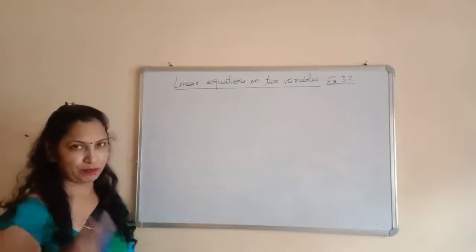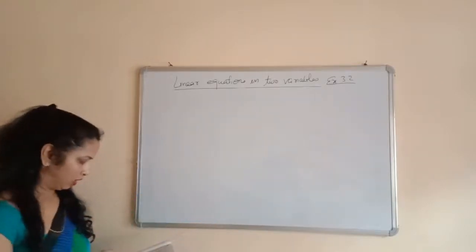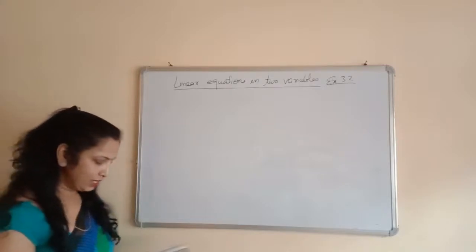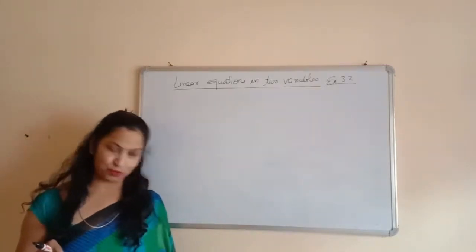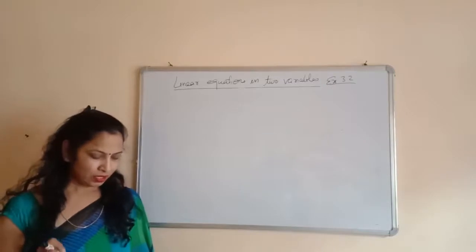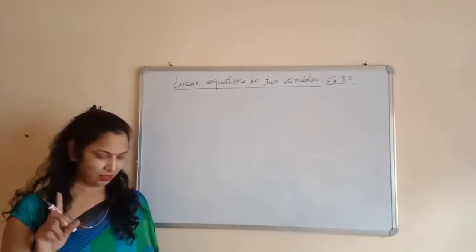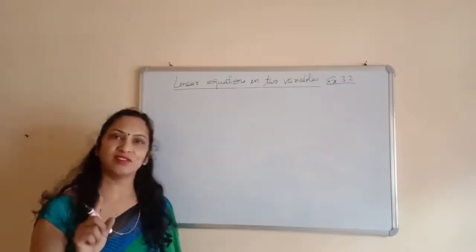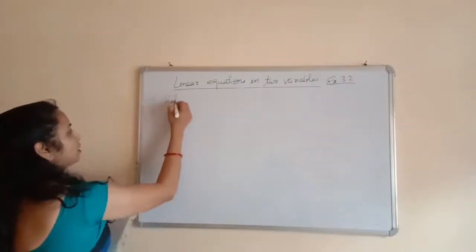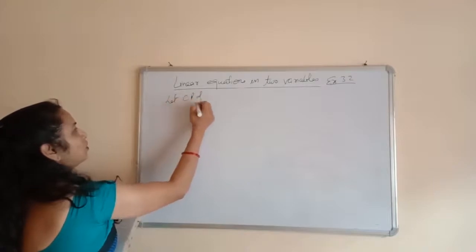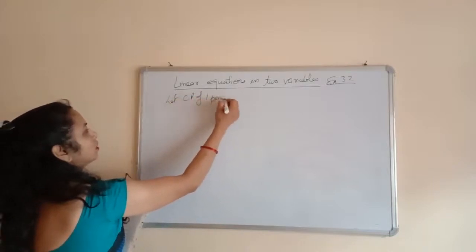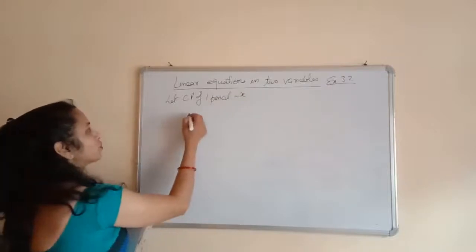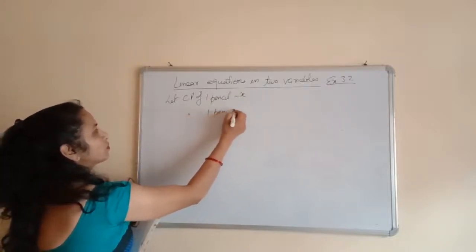Now the second part of the first question is: 5 pencils and 7 pens together cost rupees 50, and 7 pencils and 5 pens together cost rupees 46. So you have to find the cost of 1 pencil and 1 pen. Let the cost price of 1 pencil be x, and the cost of 1 pen be y, suppose.